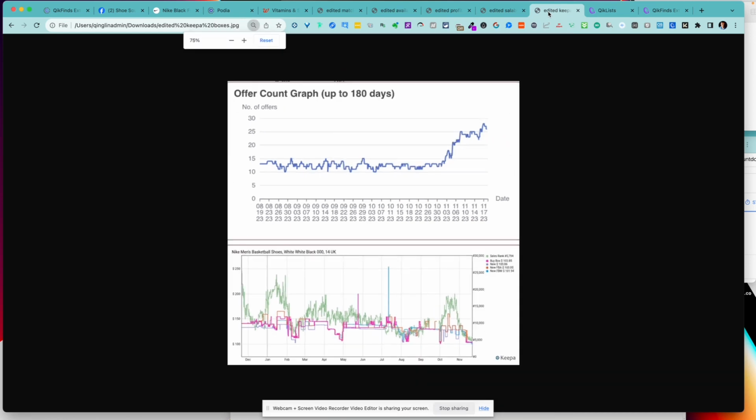So let's make it a little bit smaller. On top is the offer count graph. You'll be able to see over time how the number of offers, or the number of sellers, fluctuates. If you see it goes up and down quite a bit, just like what you're seeing on the screen, that means sellers are selling out their stock and new sellers are coming in with new inventory. That's why you see the fluctuation, which means the item is selling, right?